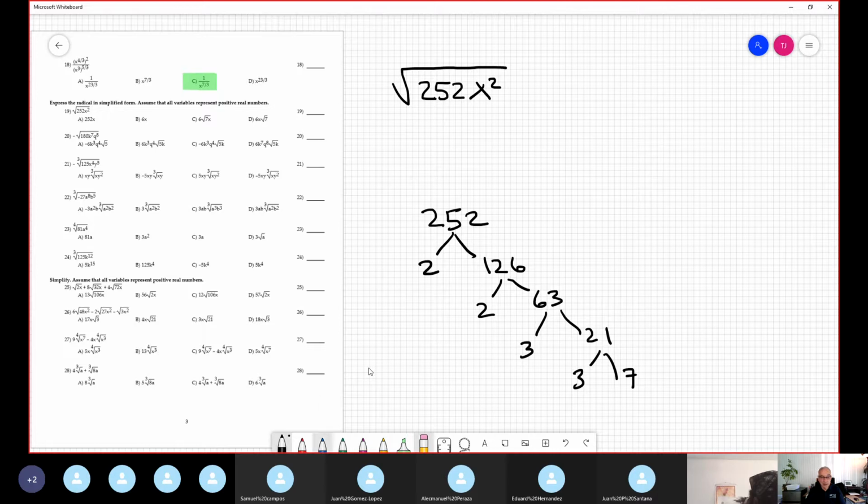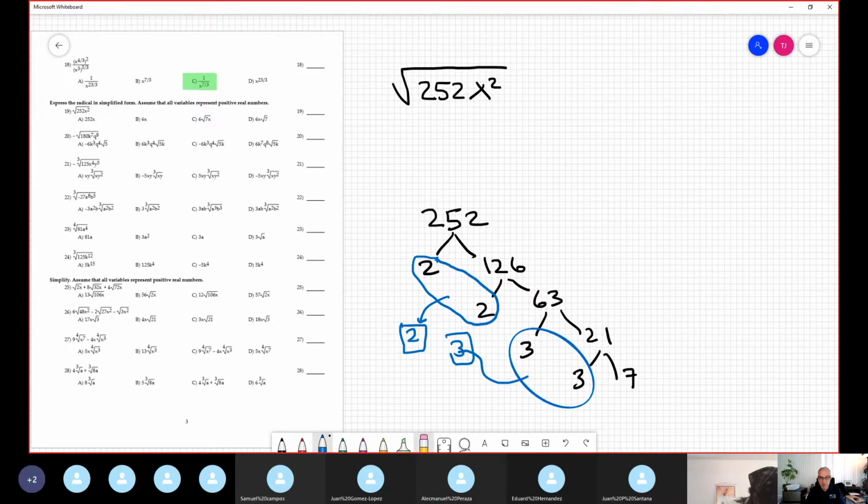Okay, now selecting the couples. One couple of 2 represents 1, 2 outside. One couple of 3 represents 1, 3 outside. And these factors outside meet together and give me 2 times 3, no plus 3, a multiplication, a factor, is 6. The answer is 6. And stay inside the radical 7. That's 7, that is this 7.